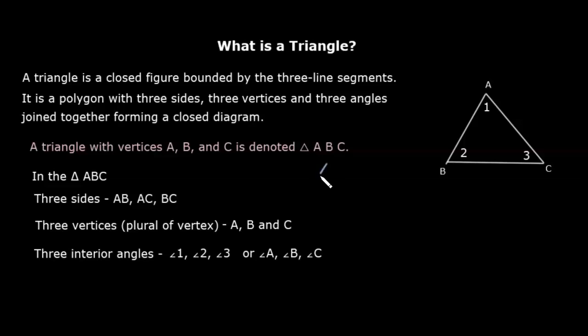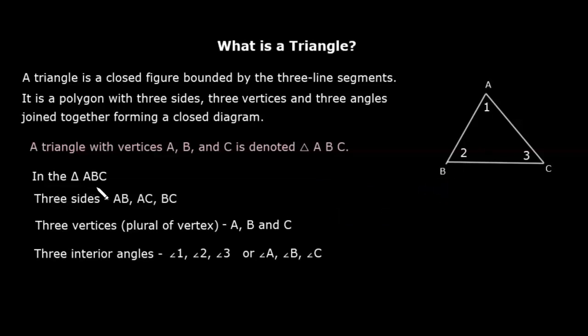So we name a triangle like this. We can also name this triangle as BCA or triangle CAB. But this is the symbol used with the vertices.